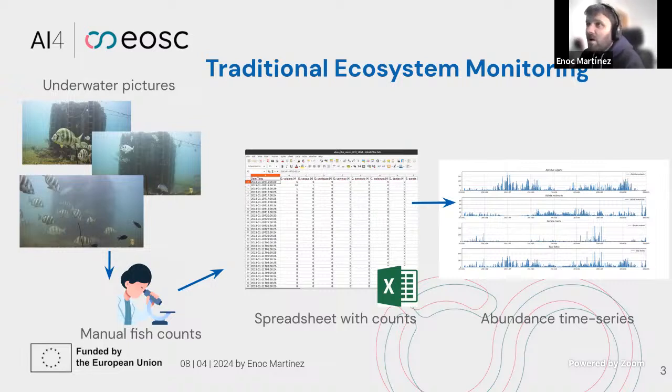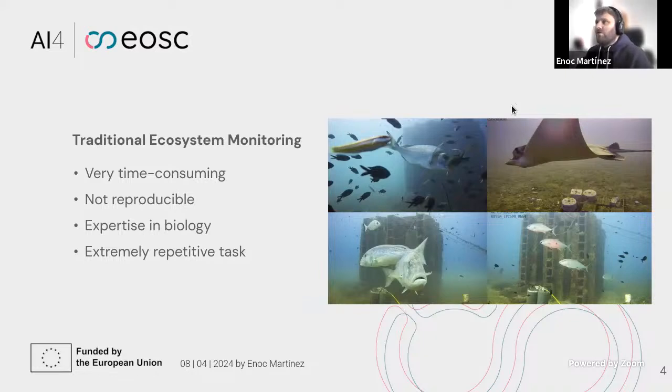And scientists spend almost all their time doing this manual counting before they can get to this time series, which is what they are really using for doing science. So they just need the time series so they can run some correlations and assess the patterns of the ecosystem. So the traditional way to monitor an ecosystem is very time consuming.